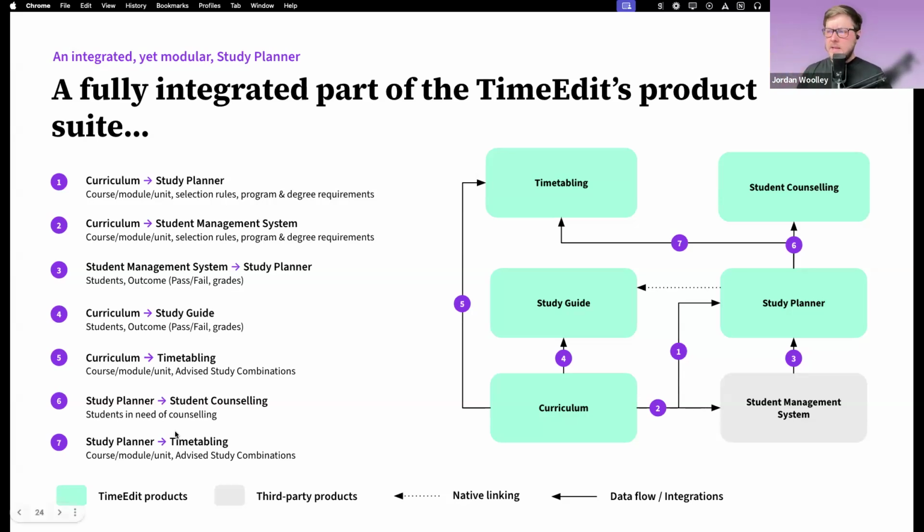The last piece as well is around student counseling. So we'll talk around student counseling, student advice, and what our study planner does for that. So our study planner has two key areas, which is the student-facing interface, where students see and can do things. And then that information can be used by people who are assisting students, student counselors and the like, to be able to provide them with assistance where required.